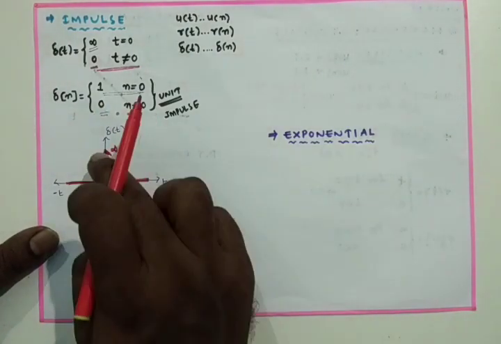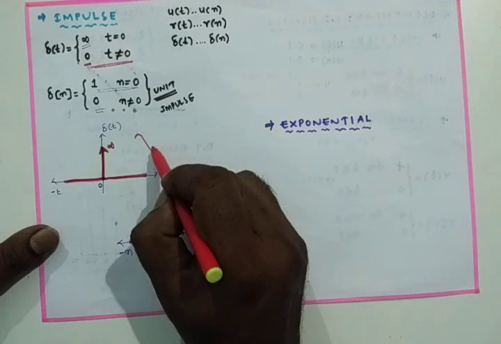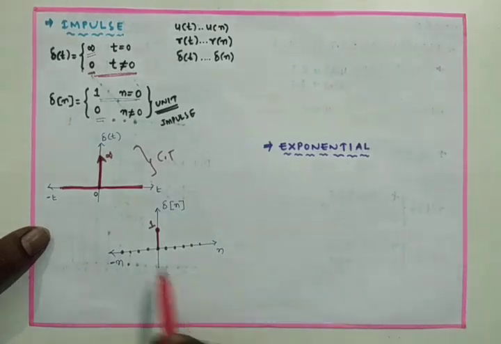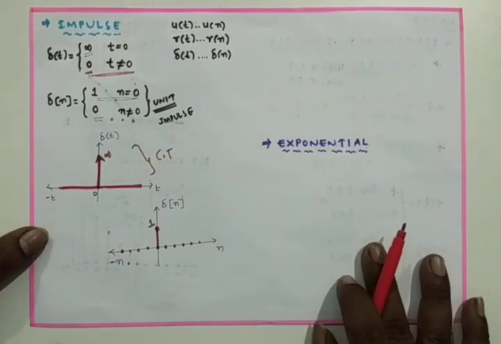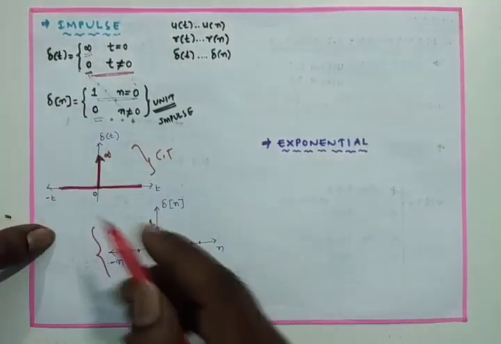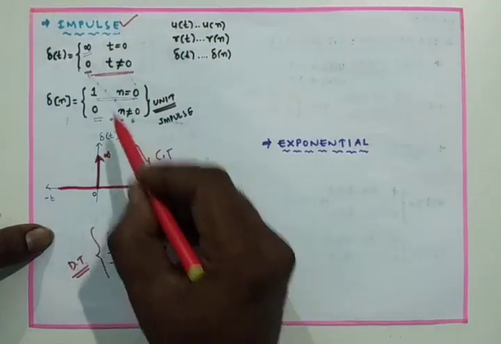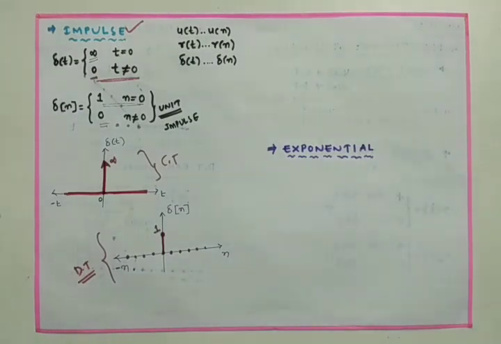That means what? If you compare this signal to this signal, at every instant of time there is a signal, and this type of signal is named a continuous time signal. And in this case, at discrete instants of time only we have the signal, and this type of signal is named a discrete time signal. It is a discrete time impulse signal, and that one is a continuous time impulse signal. These impulse signals play a very important role in the analysis of some complex signals and systems.